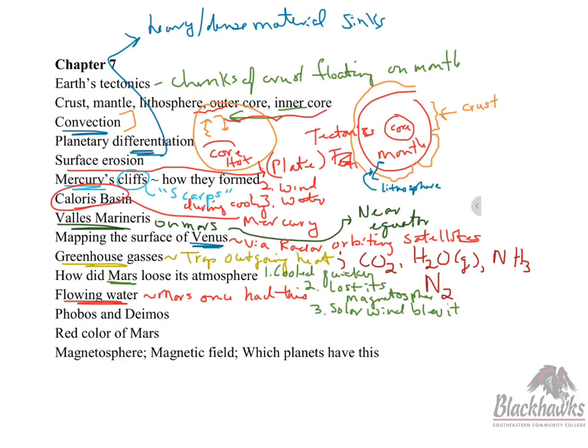And then Phobos and Deimos, they look like potatoes, and they orbit Mars. And the red color of Mars, I didn't see it in my notes this semester, so that might have to be extra credit too. But Mars is red because of basically rust or iron oxide.